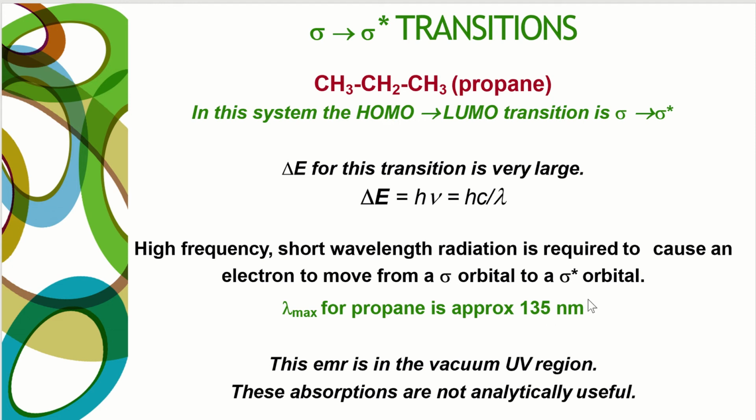So you want to have a general idea of the approximate lambda max for various functional groups. So for molecules such as these alkanes, they fall in this relative region. So this EMR is in the vacuum UV region. These absorptions are not analytically useful.